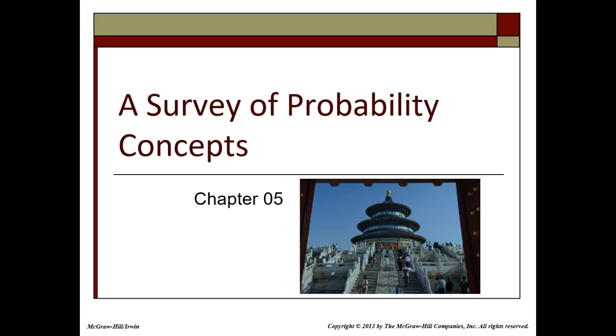Chapter 5 covers probability. Descriptive statistics is concerned with summarizing data collected from past events. Now we are going to look at the second facet of statistics, computing the chance that something will occur in the future. This is called statistical inference, or inferential statistics.